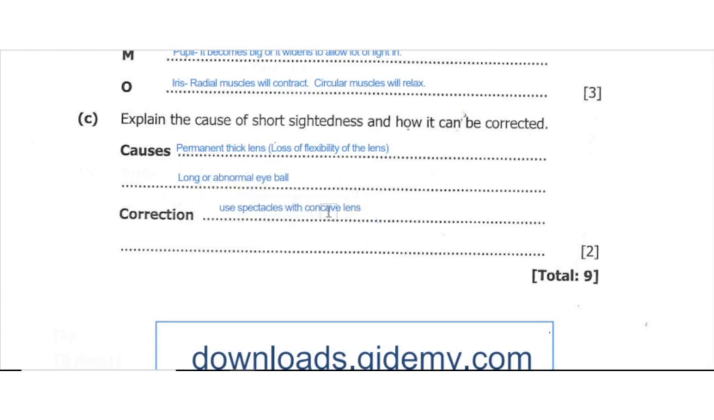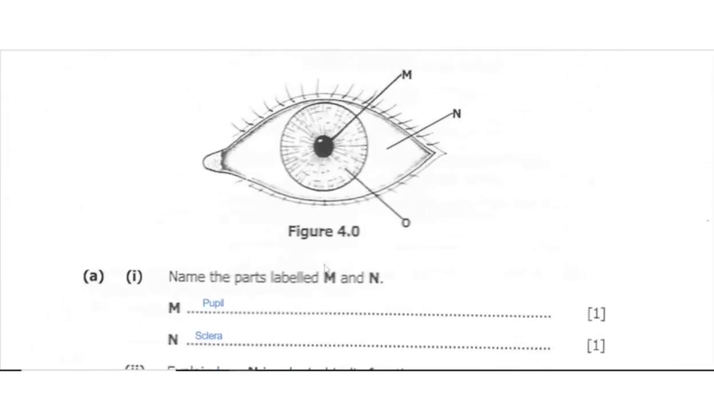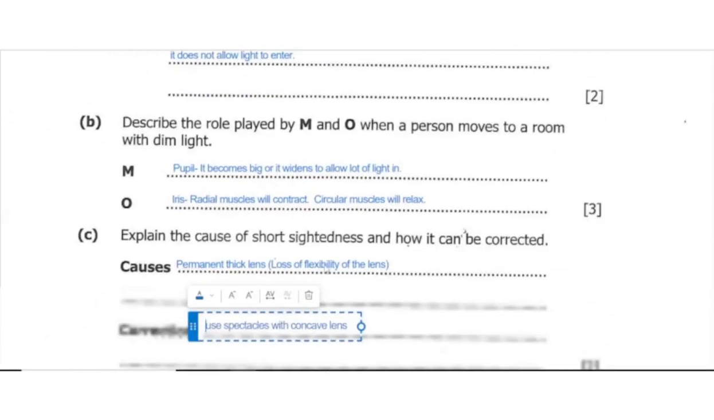So you go to an eye specialist. Don't just buy any spectacle as long as it has concave lens. You go to the eye specialist. They test your eyes to see which kind of concave lens is suitable for you. They have numbers, so they will detect the number that is suitable for you. So these were the answers we are supposed to write for question 4.